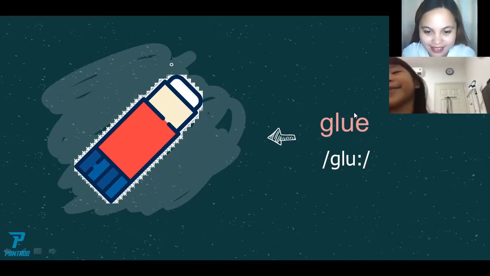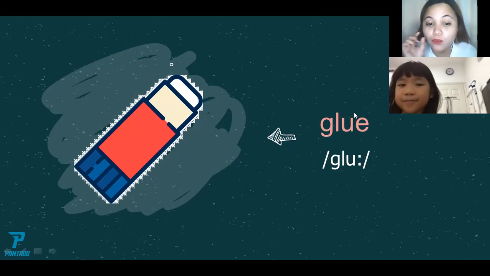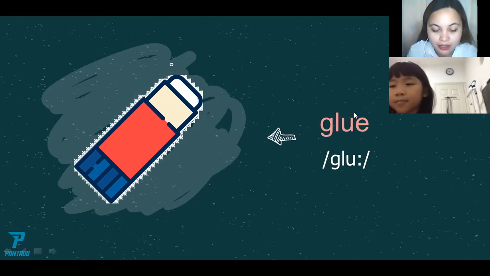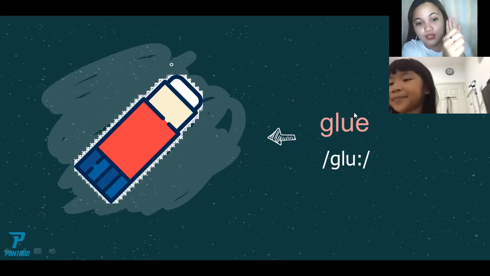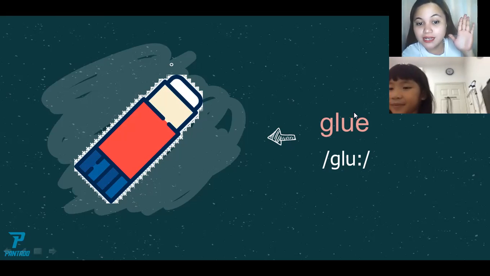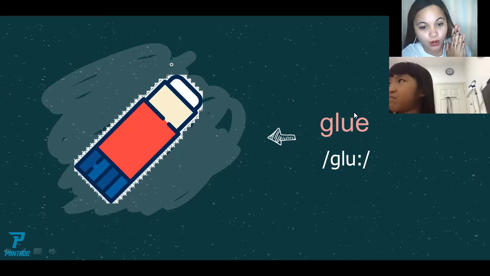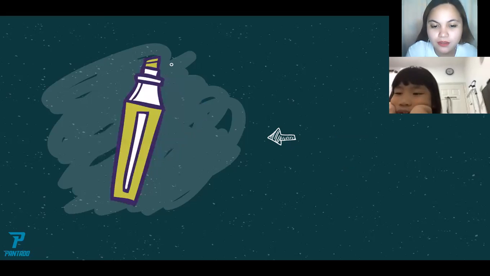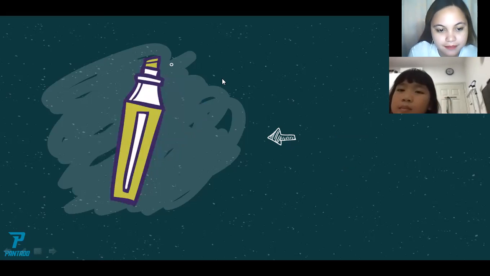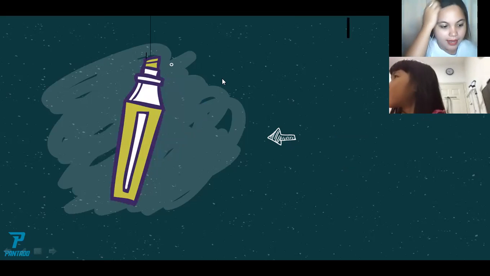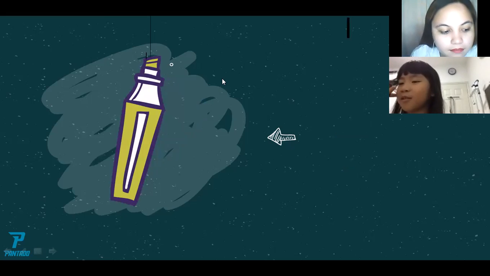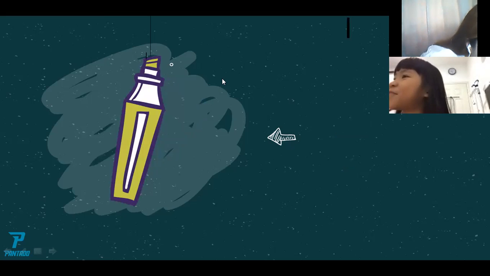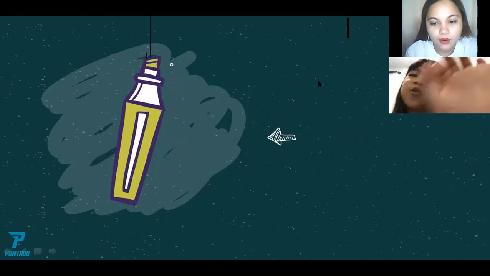Yes, you use glue when you want to stick something or you want to paste something in your paper. Okay, you use glue when you want to stick something or put something in your paper. Okay. Next one. What do you think is this, Alina? What do you call that? I don't know. Oh, you don't know.